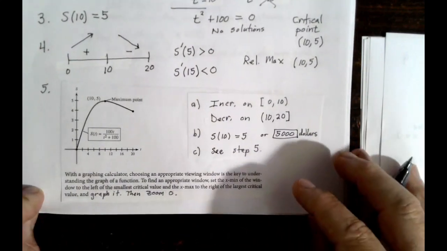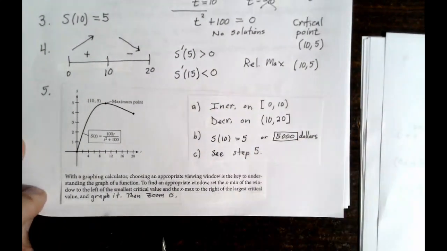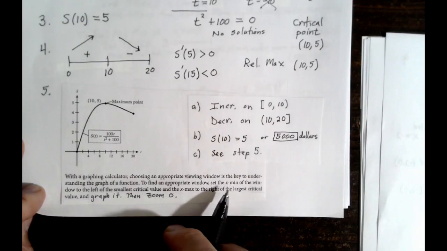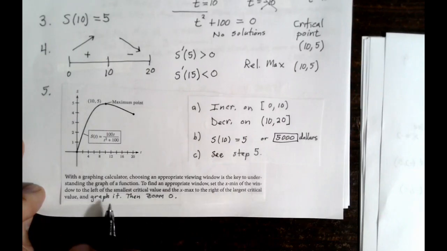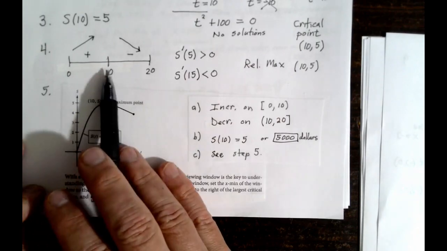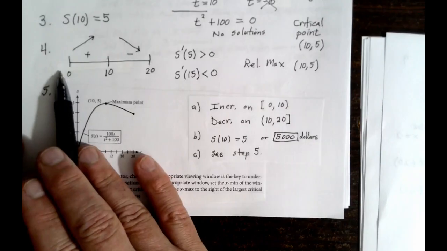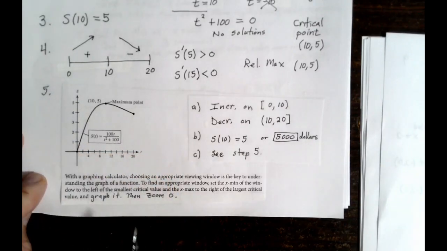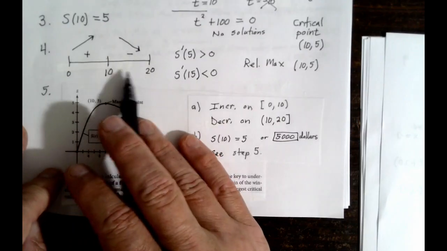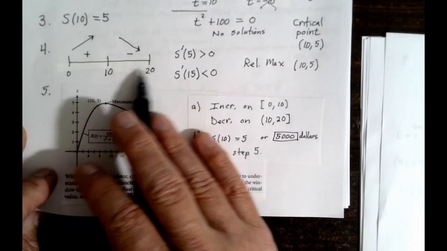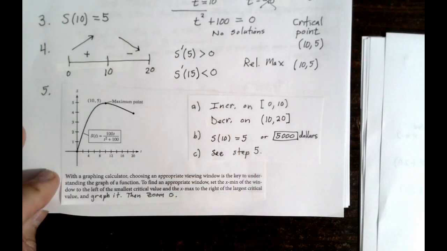Now, with a graphing calculator, choosing an appropriate viewing window is key to understanding what the graph looks like. So to find an appropriate window, you set your X min of the window to the left of the smallest critical value. In this case our critical value is 10, so you want to pick a number smaller than 10. You might want to try negative 5 or negative 10. And you pick the X max to be larger than the largest critical value. Well, 10 is the largest critical value, so you might want to go with 20 or 25.